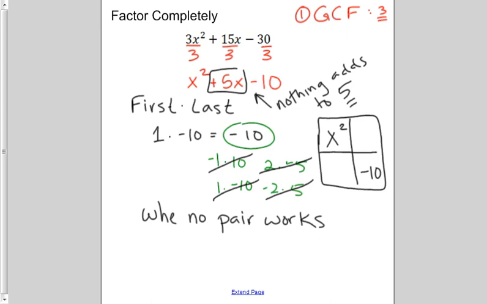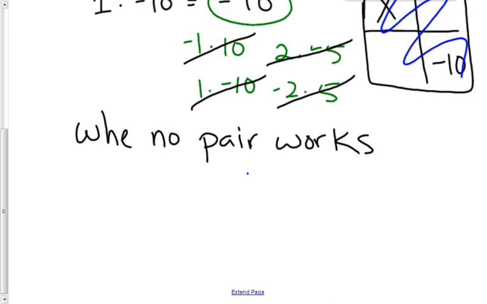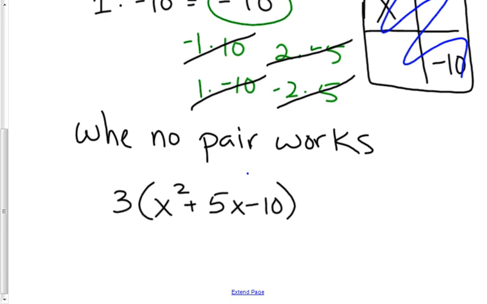So we have nothing to put in our other two boxes, so we can't use that model. We can't do anything else. This is as factored as it gets. So our answer here would simply be the GCF and then the trinomial that was unfactorable. Okay? So you've got to be careful for that. If you do go through your steps like you normally would, if you write down all the pairs of factors and nothing adds to the middle term, it cannot be factored any further, and you are done. Okay?